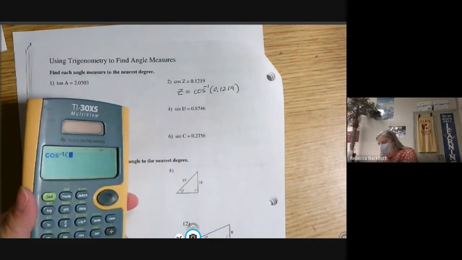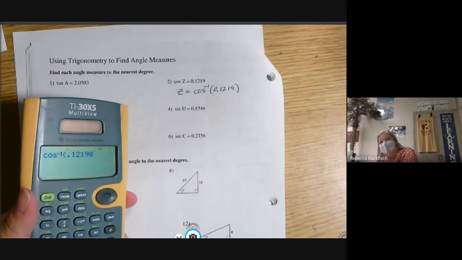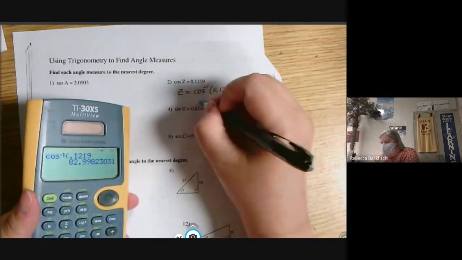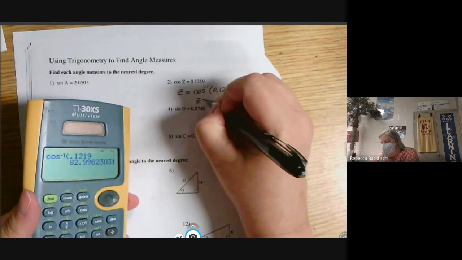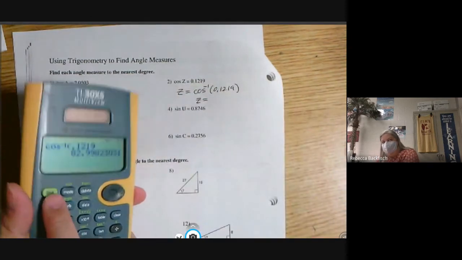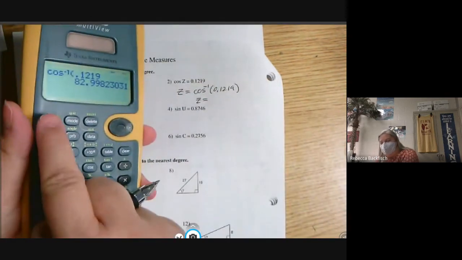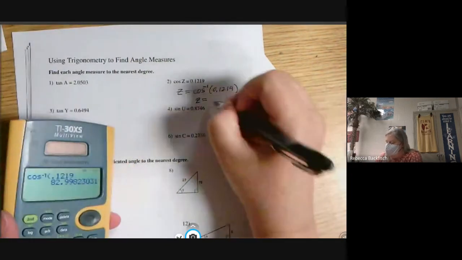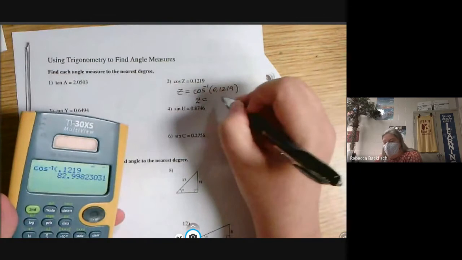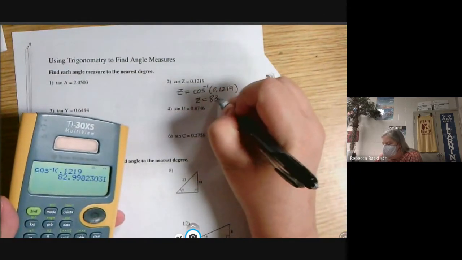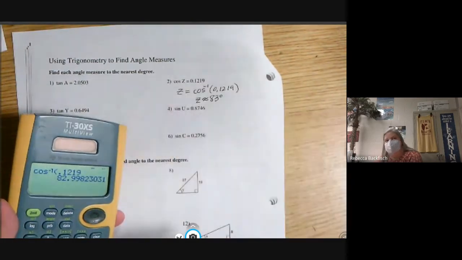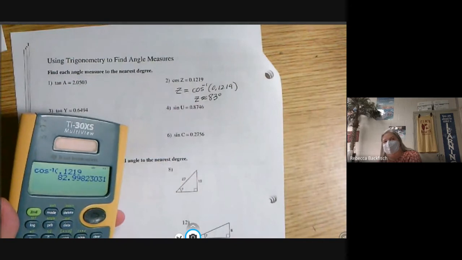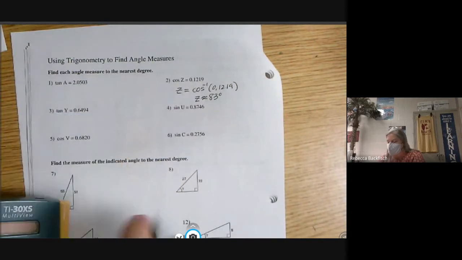Again, this is only for finding missing angles. If I'm not finding a missing angle, I don't do that inverse, which means I don't press that second button. That's the only time I press the second is when I need to go above cosine and do the inverse cosine, or above sine or tangent. So this gives me about 83 degrees. Okay, go ahead and try number 3 if you haven't yet.